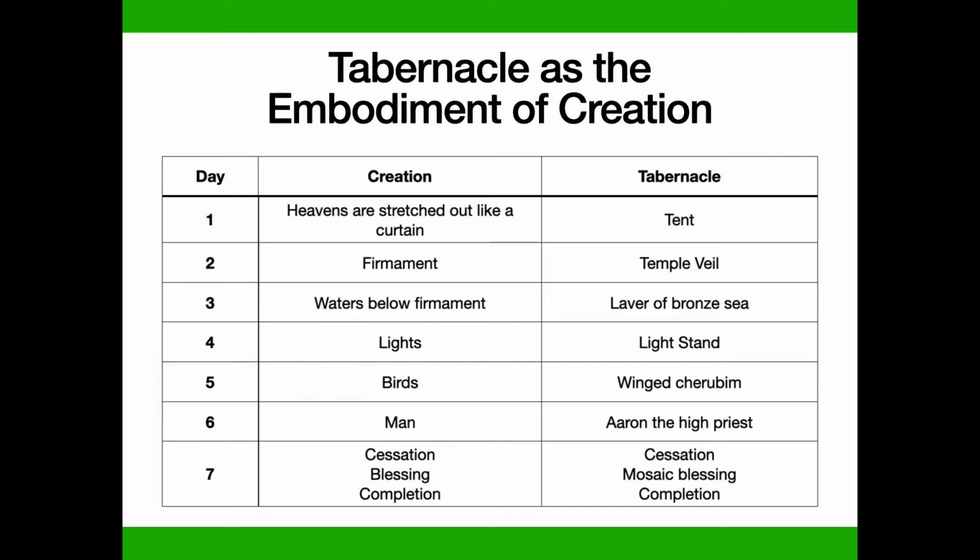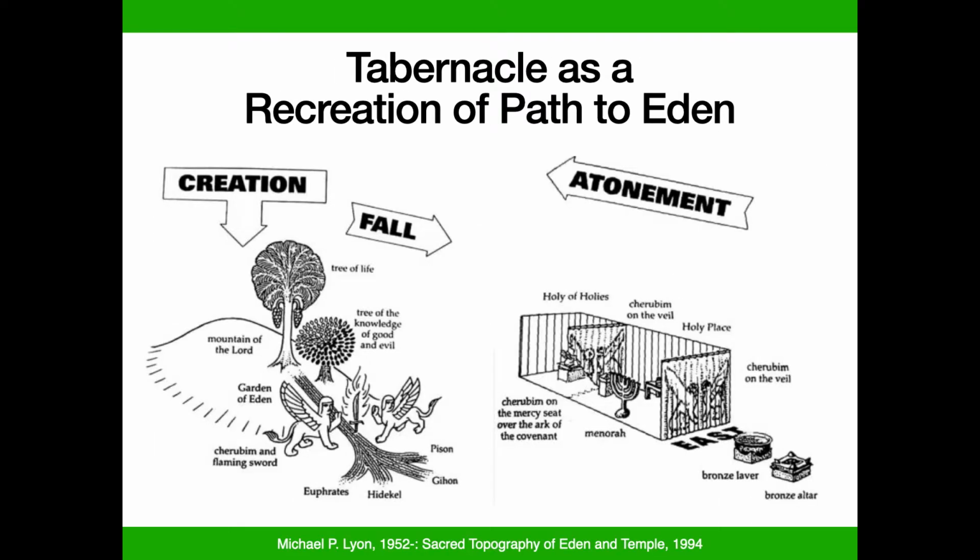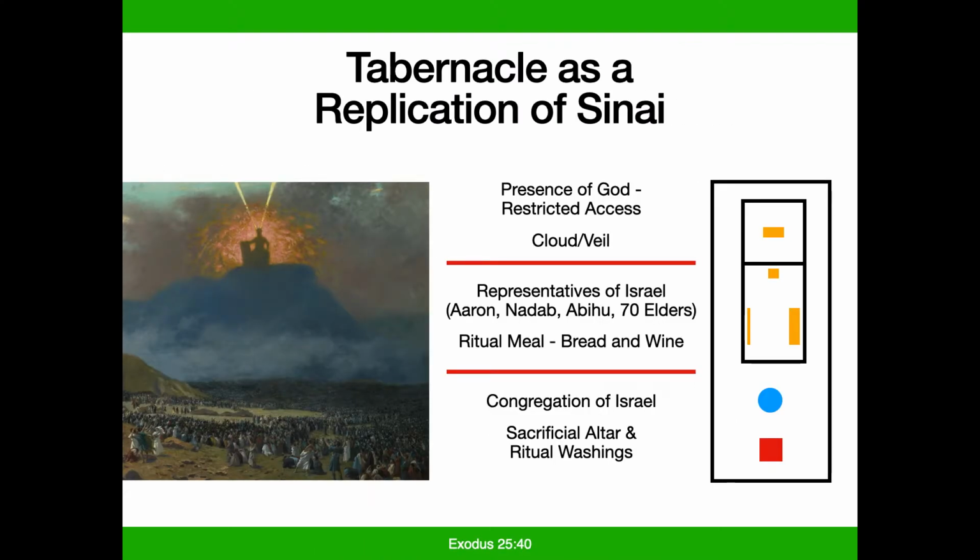So, taking that, putting it aside, looking at the tabernacle in a new light, the tabernacle is a recreation of the path of Eden. So we have the creation, the garden, and then Adam and Eve's fall out of the garden, and then the atonement through the temple, bringing us back into the presence of God. So it's the path of Eden, out and back in. Setting that aside, moving on to a new paradigm.